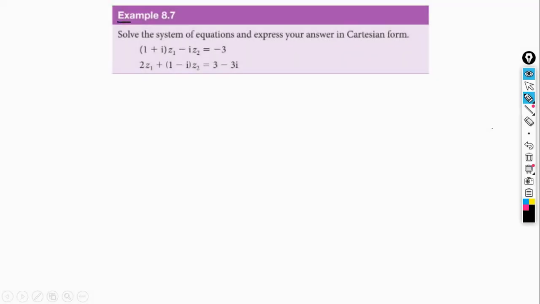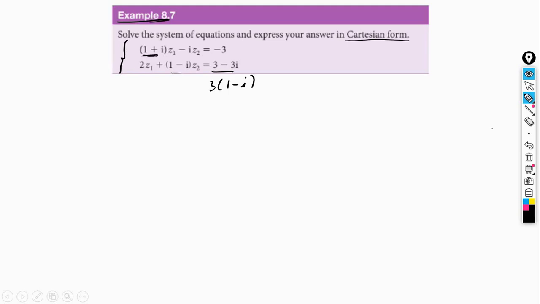So let's continue with example 8.7, and they want us to solve a system of equations and express the answer in Cartesian form. So this is the system of equations, and obviously they want us to solve for the complex numbers z1 and z2. So there's a couple of things to notice here. First of all, this can be expressed as 3 times 1 minus i, which is the same thing we have here. And also, this is the conjugate of 1 minus i.